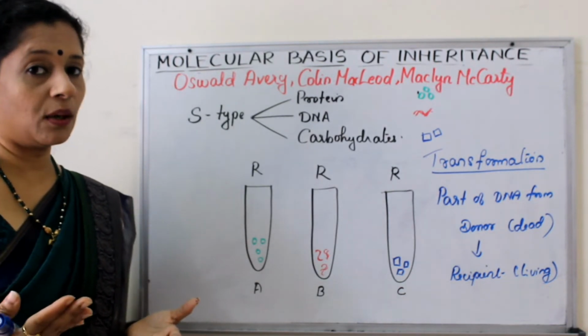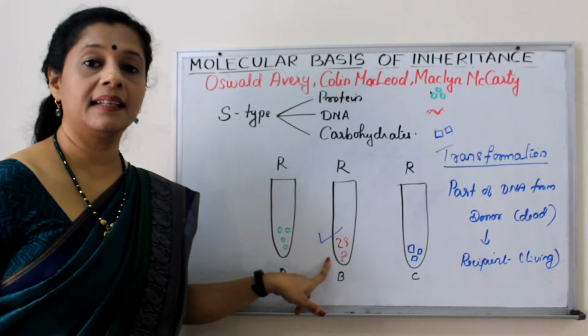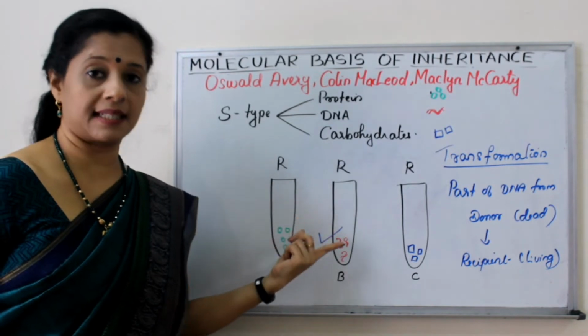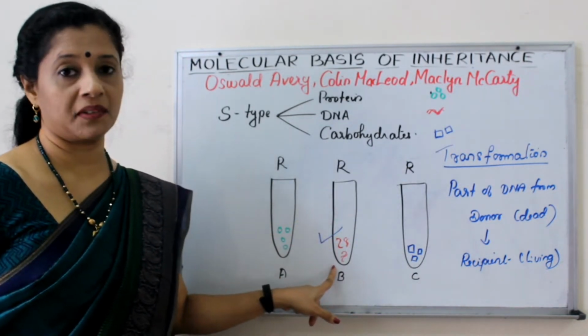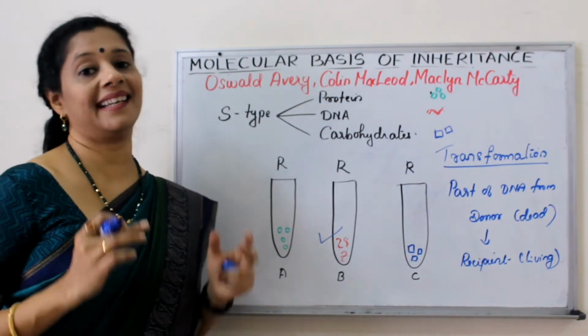Which one would die now? They found that only the one mixed with the DNA transformed. Or the R-type became S-type. So transformation took place only with the DNA. So they found that the trait of virulence is present in DNA.